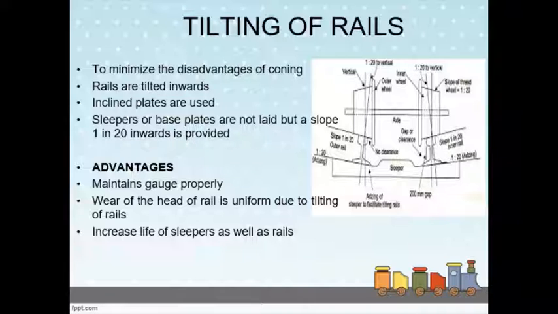Now we will discuss the advantages of tilting. Tilting helps to maintain the gauge properly. The wear of the head of the rail is uniform due to tilting of rails. If we provide tilting of rails, we can ensure that there won't be any uneven wear and tear. It increases the life of sleepers as well as the rails.